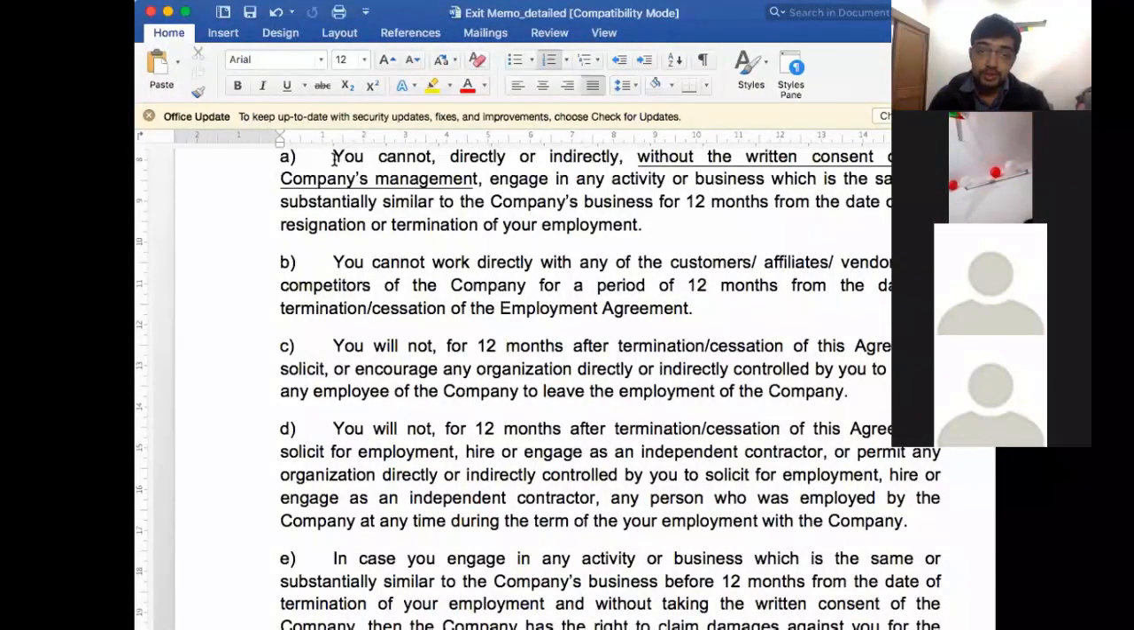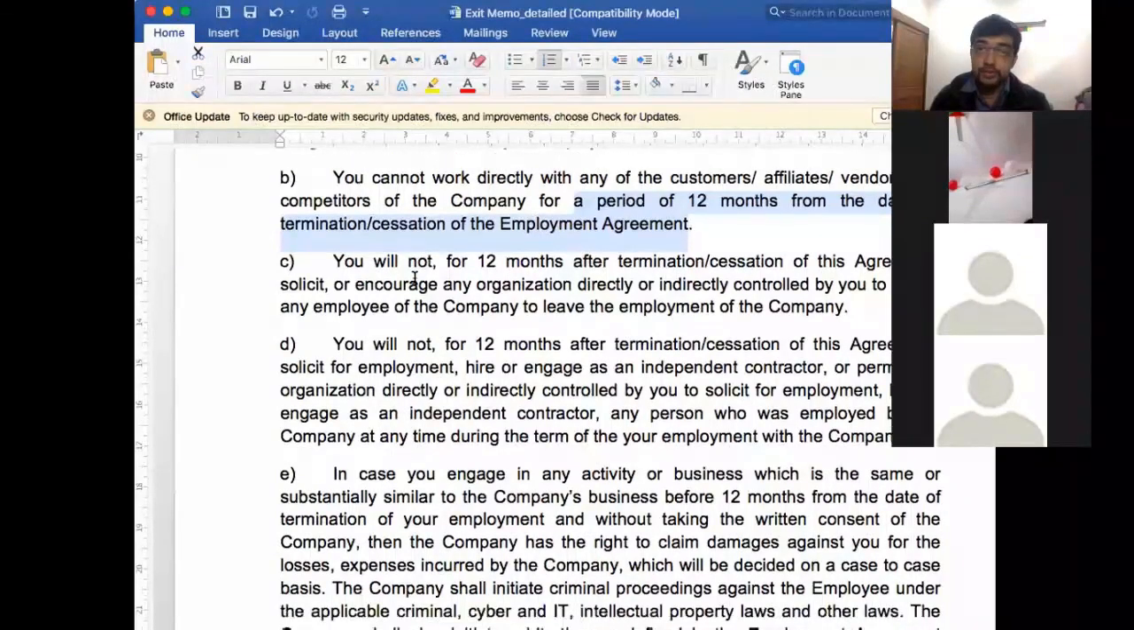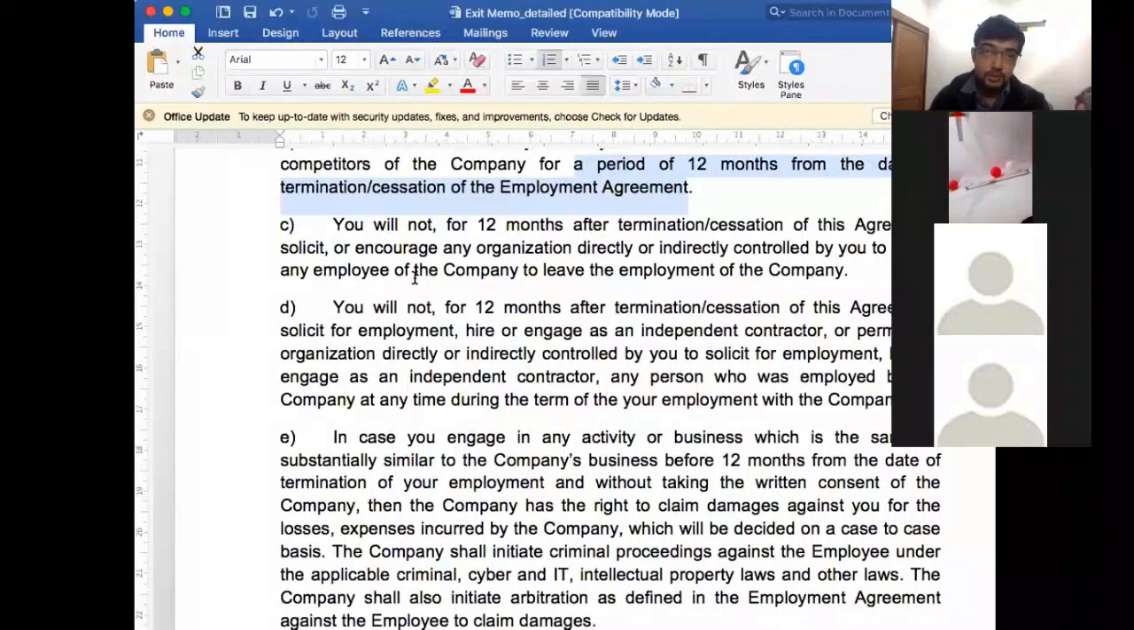So this is a non-compete clause. Then this one is a clause which prevents you from, again, working with any of the customers, affiliates, and vendors for a period of 12 months. So non-compete and non-solicit both is there, that you will not take away any employee of the company to work with you. You will not work with vendors of the company. So if the company has a design agency, you will not give them your own design agency work.